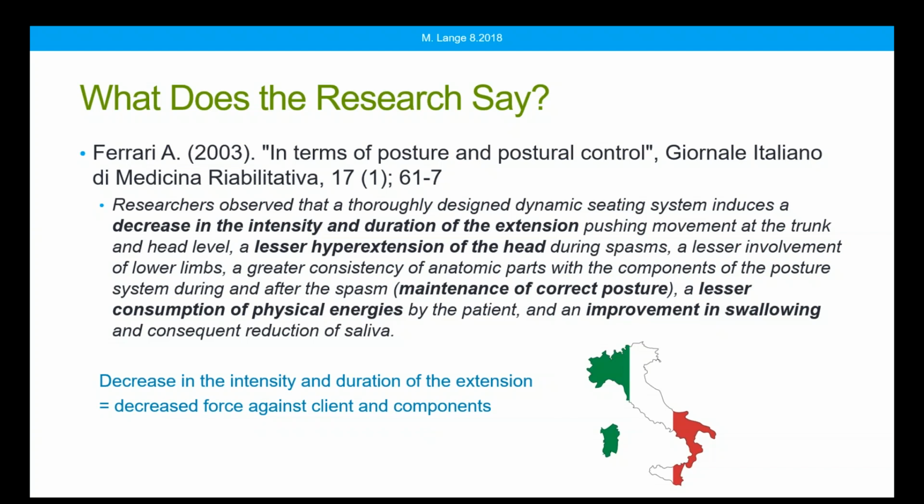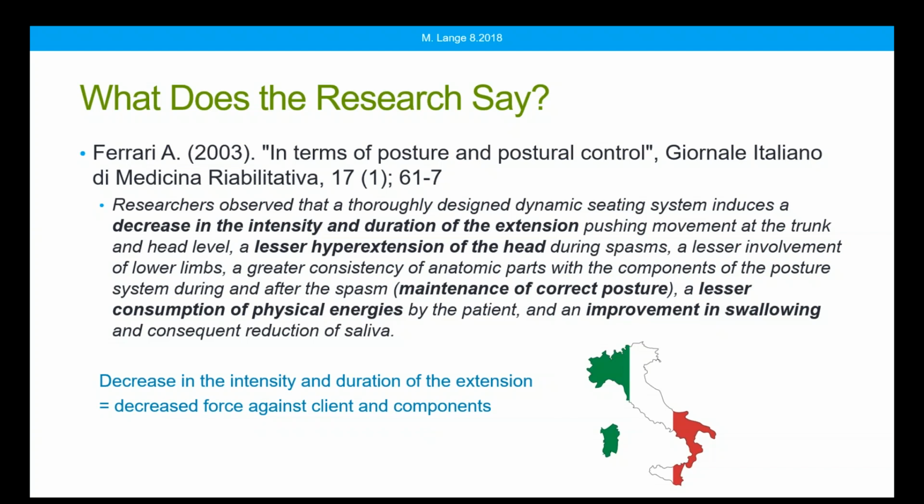of extension. So imagine someone sitting in their chair, they're extending against the seating system. The intensity, the magnitude of that force was not as high in using dynamic seating, and the duration of time the client continued to extend within the seating system was reduced. So decrease of that extension pushing movement at the trunk and head. They also saw less hyperextension of the head during this increased tone, less involvement of the lower limbs, so the lower limbs weren't pushing as much either.